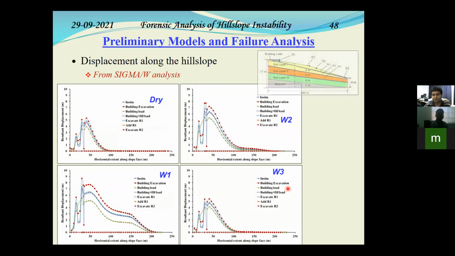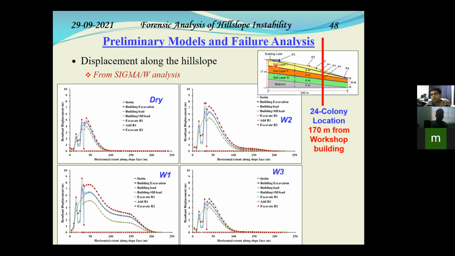Before going to that, we should remember that this is our preliminary model, and the workers' colony is located at 170 meters from the workshop. So this is a total model width of 240 meters. From the workshop building, the workers' colony is located in the field where the damage has been extensive.